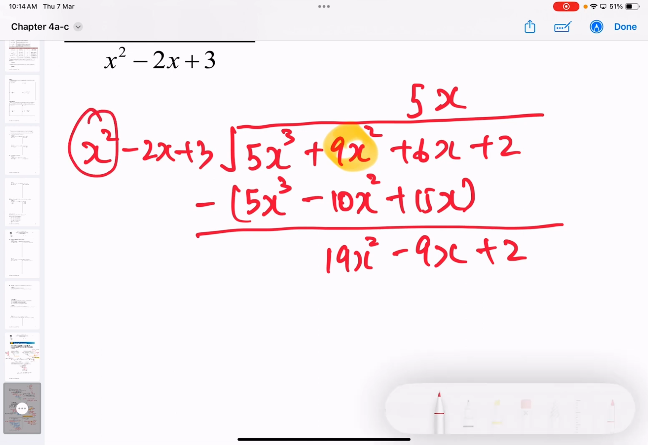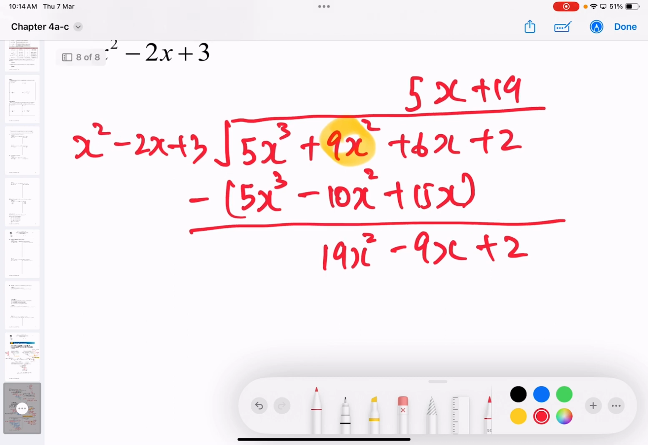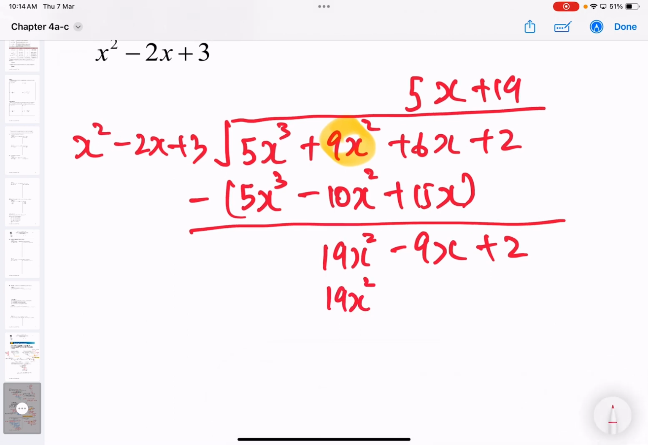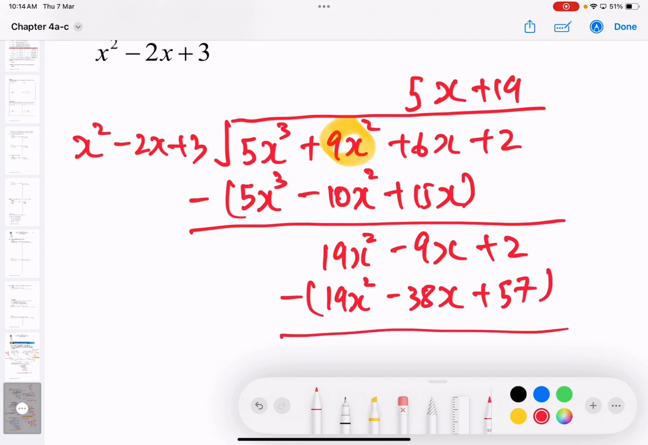You have an x squared over here, so obviously you need to multiply by 19. This gives me 19x squared. Next thing, 19 times negative 2x gives me negative 38x. Then 3 times 19 is 57. Alright, so you're gonna get 57. Got a minus over here, so same thing, just do it slowly.